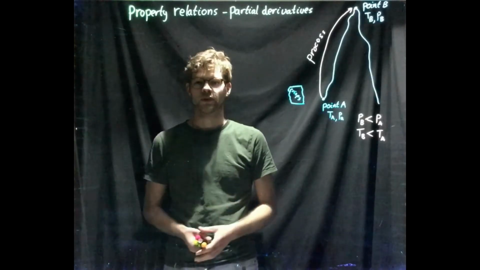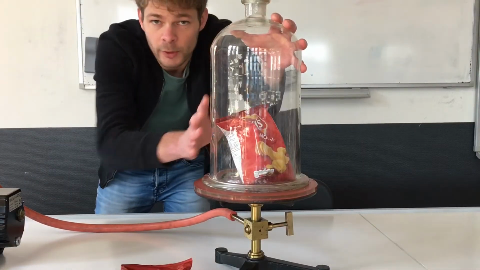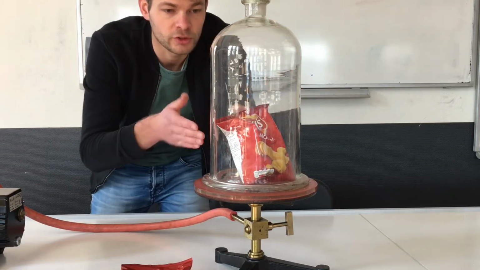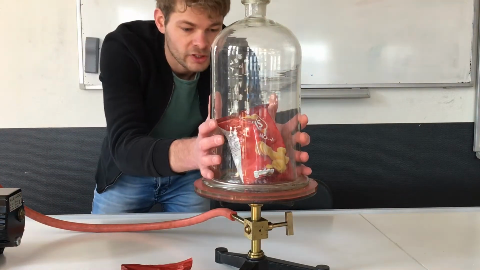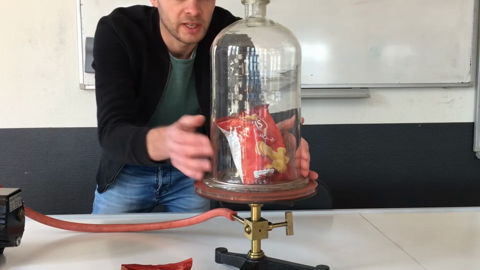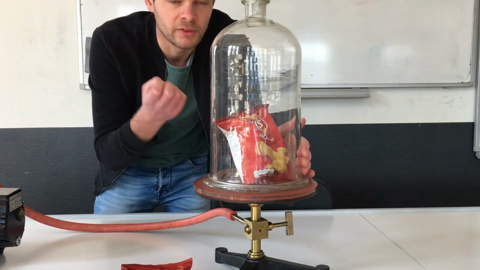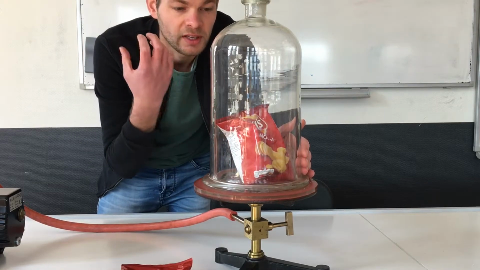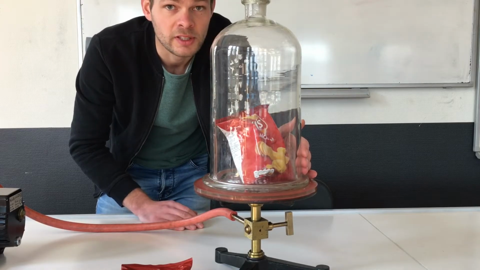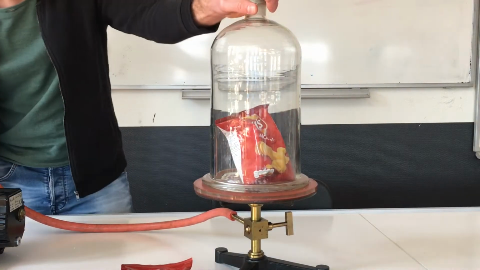So please enjoy. Over here we have a vacuum chamber which I connect to a vacuum pump, and I'm going to show you that by lowering the pressure in this vacuum chamber we can actually increase the volume of the bag of crisps. So there we go.